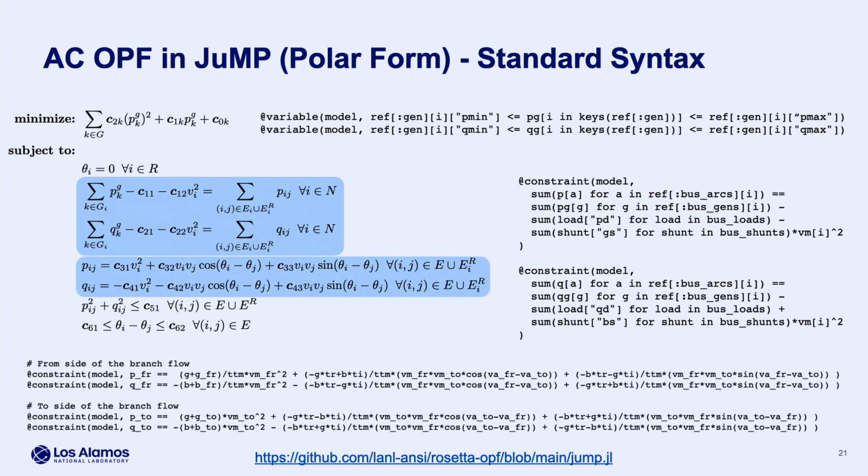And then when you go to the line flow constraints, things start to get really ugly because you have, kind of hidden here. Let's see.